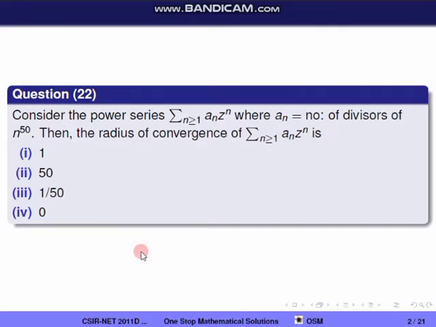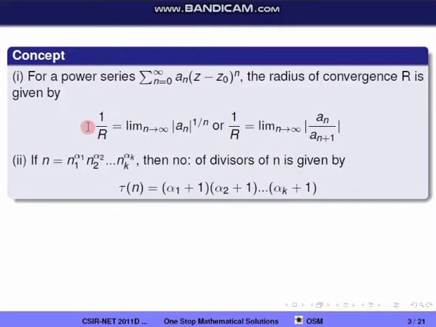So first of all, we'll look into the concepts used. We know for a power series, sigma n equal to 0 to infinity a_n (z minus z0)^n, the radius of convergence r is given by the formula 1 by r is equal to limit n tends to infinity |a_n|^(1/n), or 1 by r is equal to limit n tends to infinity |a_n / a_(n+1)|.